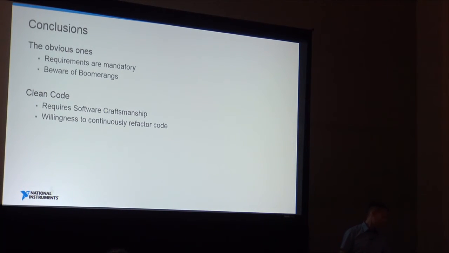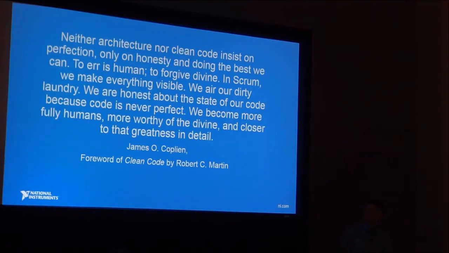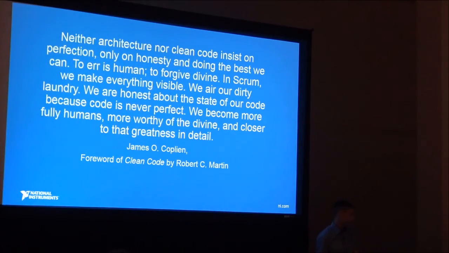So let me end my part of the presentation with a rather long quote I found in the foreword of the Clean Code book. Neither architecture nor clean code insist on perfection, only on honesty and doing the best we can. To err is human, to forgive divine. In Scrum we make everything visible. We air our dirty laundry. We are honest about the state of our code because code is never perfect. We become more fully human and more worthy of the divine and closer to that graceness and detail. Nice one to end with.